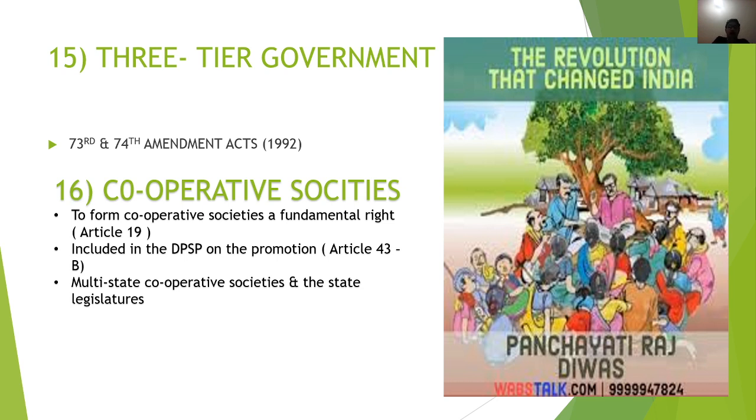Then we come on to our last feature, that is the cooperative society. So basically, the 97th constitutional amendment of 2011 gave a constitutional status and protection to the cooperative societies. In this context, it made the following three changes.